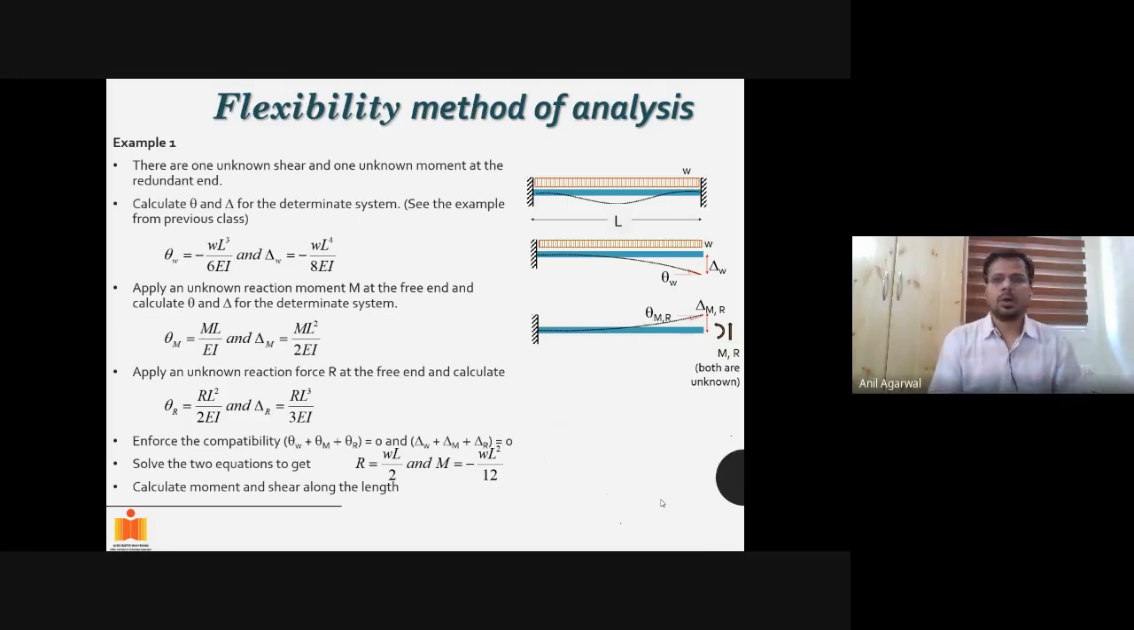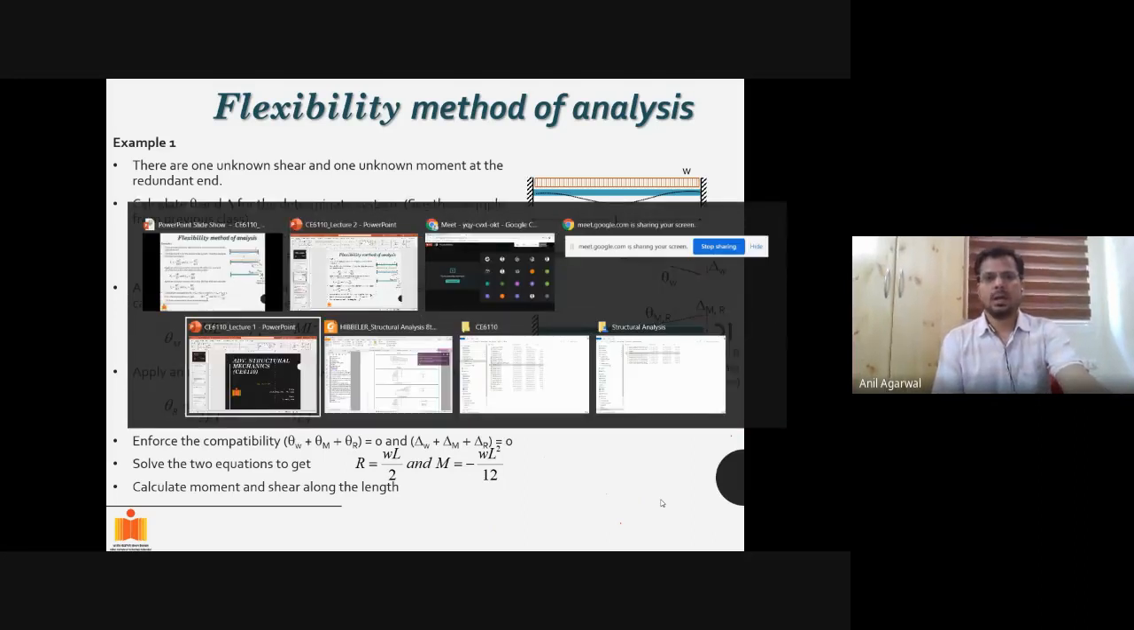Okay. All right. So moving forward with our flexibility method of analysis, we have this fixed beam, and we will try to solve this and calculate the internal forces in this beam.